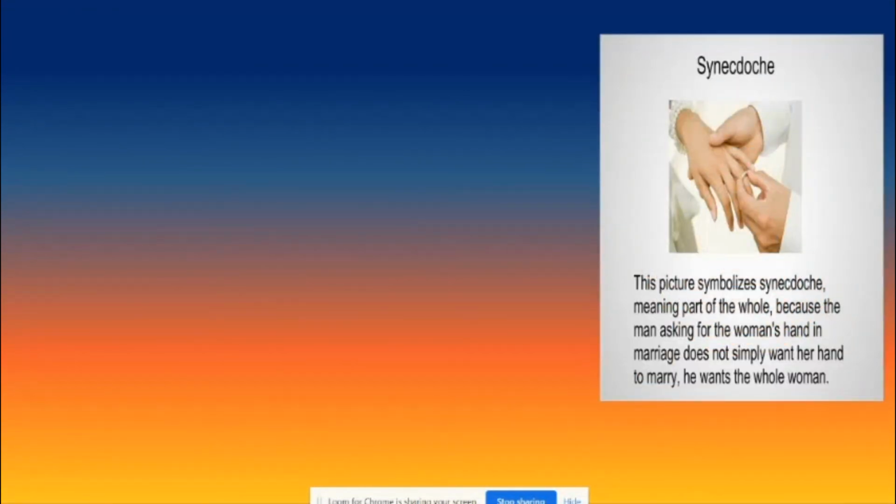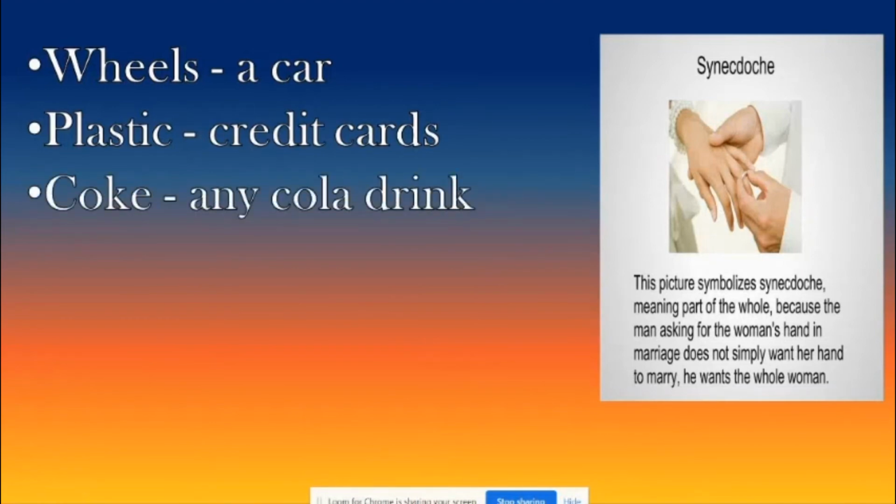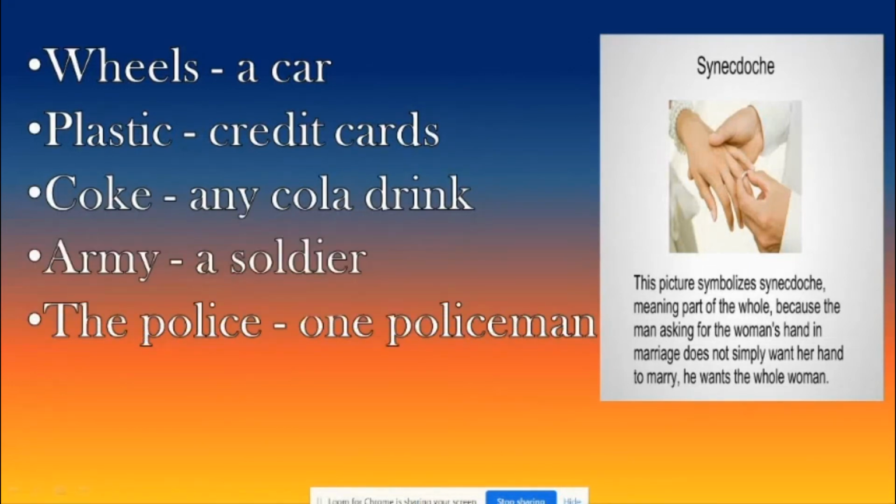This picture symbolizes synecdoche, meaning part of the whole, because the man asking for the woman's hand in marriage does not simply want her hand to marry, he wants the whole woman. So in synecdoche, you're using a part of the object or a person to represent the entirety of it. So other examples are wheels to represent a car, plastic to represent credit cards, Coke to represent any soft drink or cola drink, army to represent a soldier, the police to represent one policeman.